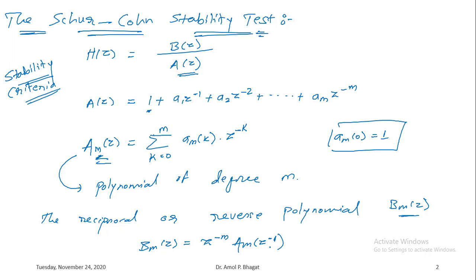Okay, so Am of z inverse will be there. So from Am of z we can identify Am of z inverse, and then Am of z inverse will be multiplied with z to the power minus n. Okay, so this is how we'll be identifying the reciprocal or reverse polynomial Bm of z from Am of z, right? So the coefficients of Bm of z are the same as those of Am of z, right? But it will be in reverse order, right? So it will be reverse order polynomial.